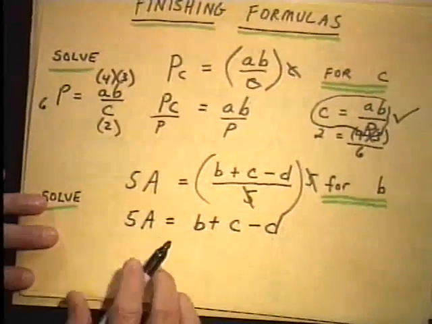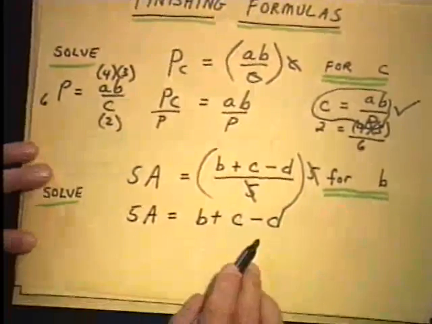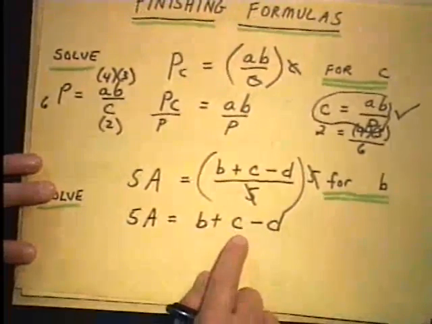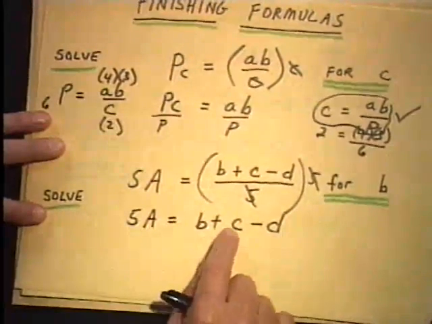Now if I want to get B by itself, what has to go over here? Well, it doesn't take a rocket scientist to see that C's got to go and the D has got to go to get B by itself. So what undoes addition?